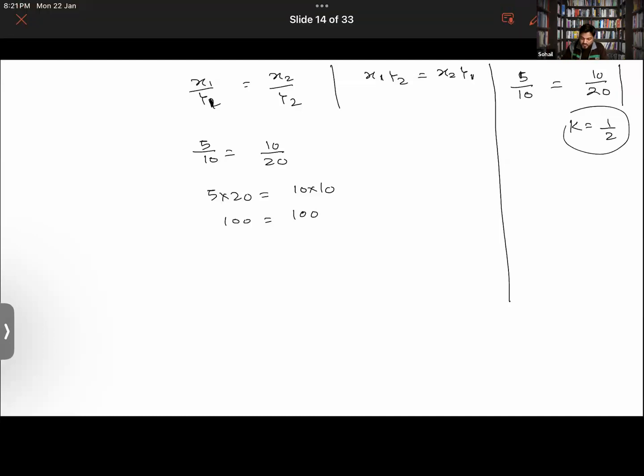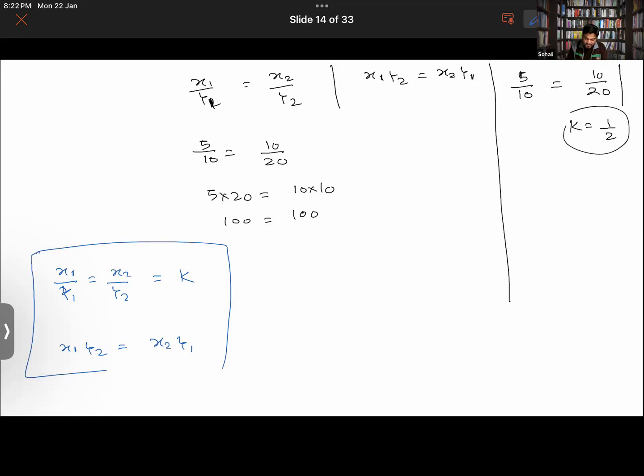So let's quickly summarize what we just discussed. First thing we understood, x1 upon y1 equals x2 upon y2 is a k. Further, x1 into y2 will be equal to x2 into y1. So we have discussed these things for direct proportion. Hope that is clear to everyone. By the way, Moz, did you get this one now? Very good. Ahmed isn't here right now.